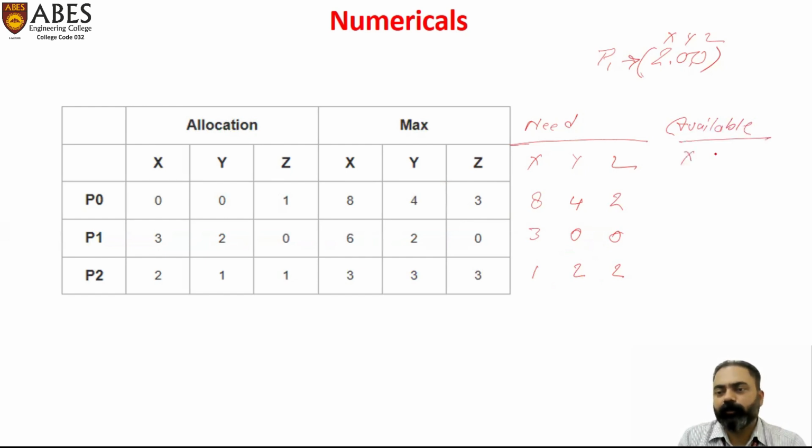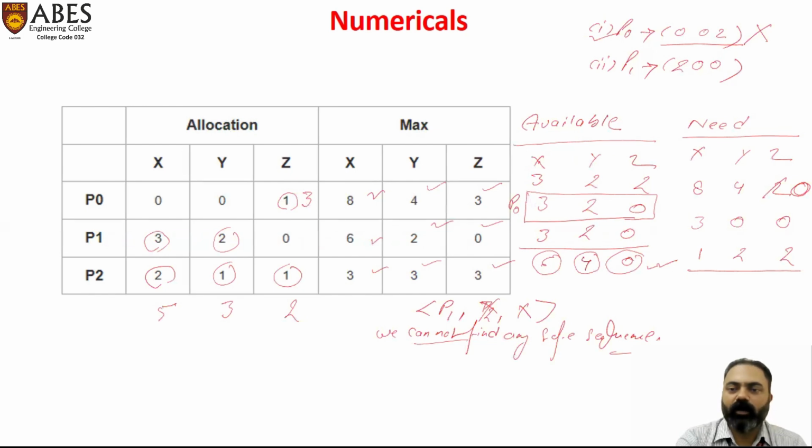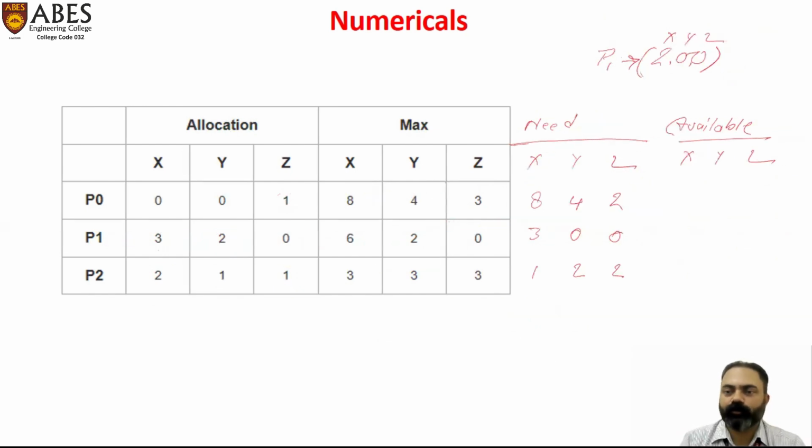What is availability? We can check from previous slide. Availability was 322. So check for this request P1 200. Is 200 less than need? So where is need of P1? 300. That's okay, less than need. Now again check if the request is less than or equal to availability. So 200, okay, this is also fine.